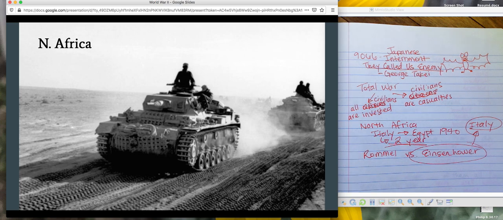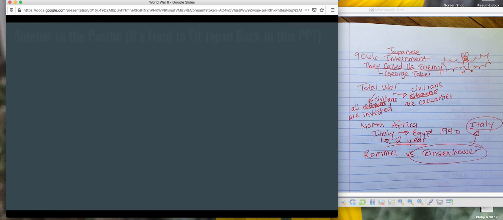So, North Africa, everything is deserty and terrible. It's just nothing but sand and rocks, and the camels are fun, I'm sure, but does that look like a camel? No.